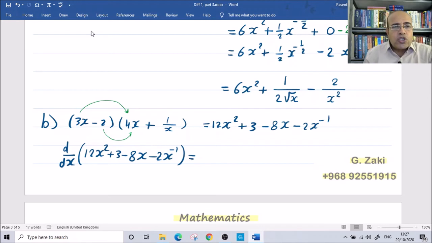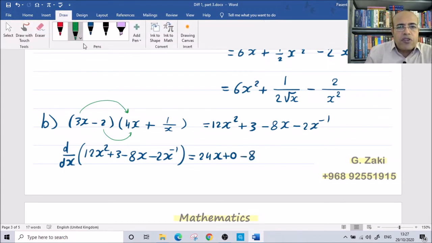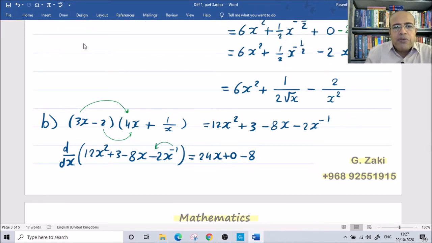differentiation of 12x squared, 2 times 12, it's 24, and reduce 1 from the power. 3, the derivative of 3 is 0. Negative 8x, its derivative is negative 8. The derivative of the fourth part, negative 1 comes down. Negative 1 times negative 2, it's positive 2. And reduce 1 from the power. Negative 1 minus 1, negative 2.